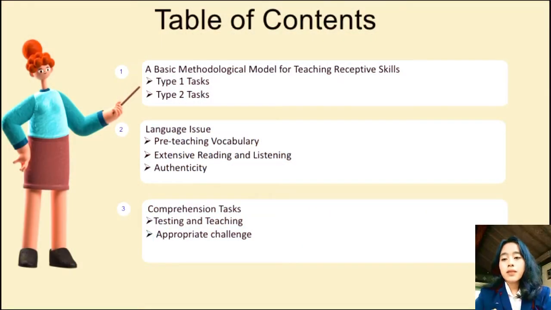The material in the table of contents has several topics, namely a basic methodological model for teaching receptive skills, language issues, and comparison text. The model has type 1 text and type 2 text. The language issues are pre-teaching vocabulary, extensive reading and listening, and authenticity. The comparison text covers testing and teaching, and appropriate challenge.